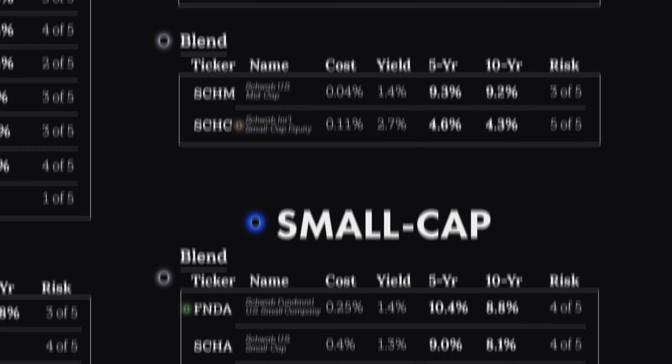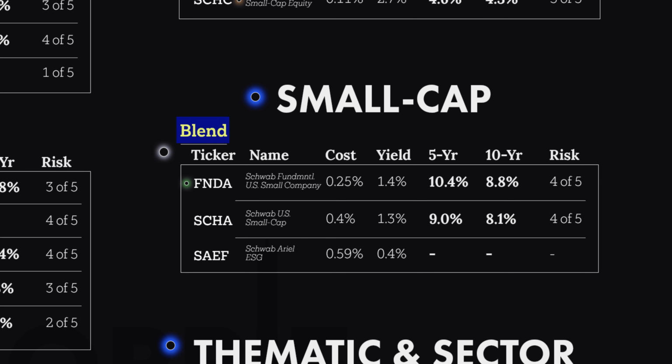For the smallest companies, Charles Schwab offers blend. And for these size companies, there's actually no international fund. So now you know you can't go to Schwab and get a small cap, a small company international ETF. FNDA was the highest rate of return over the past 5 years at 10.4% annually.